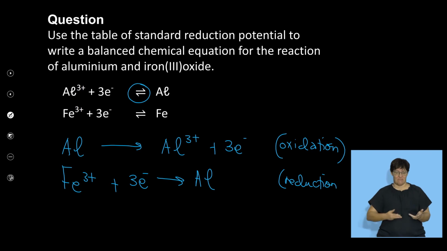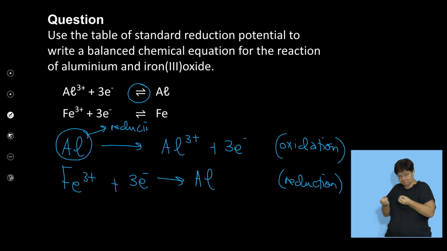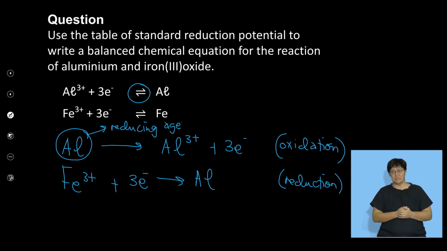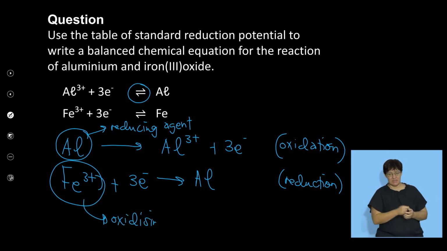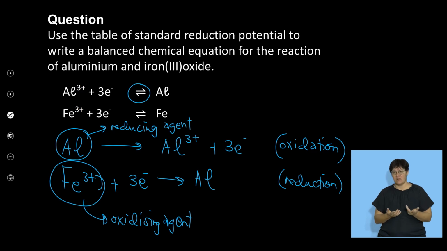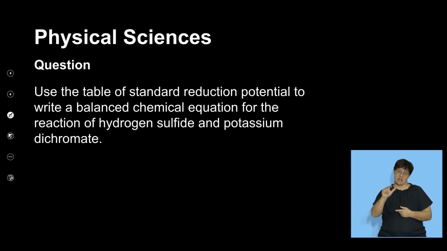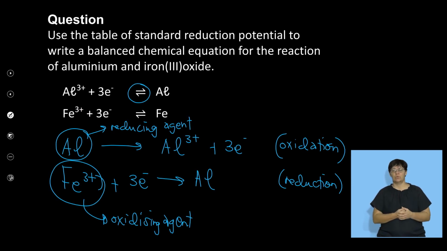But of particular interest to us, again, is the role of each of these. Aluminium is a stronger reducing agent, while the iron(III) is an oxidizing agent. So these are the two half reactions that occur in this reaction between iron and aluminium.